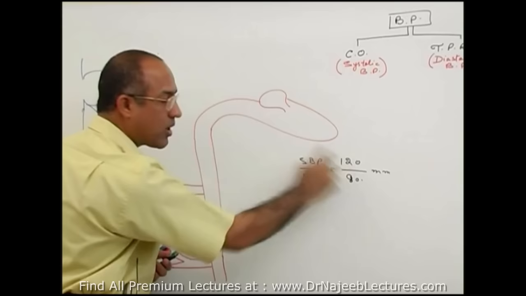So, these are a few words about the mechanism of action of calcium channel blockers as antihypertensives. Now, we will go to the next drug group. We have talked about the seventh group. The seventh group was calcium channel blockers. Now we go to the 8th group.